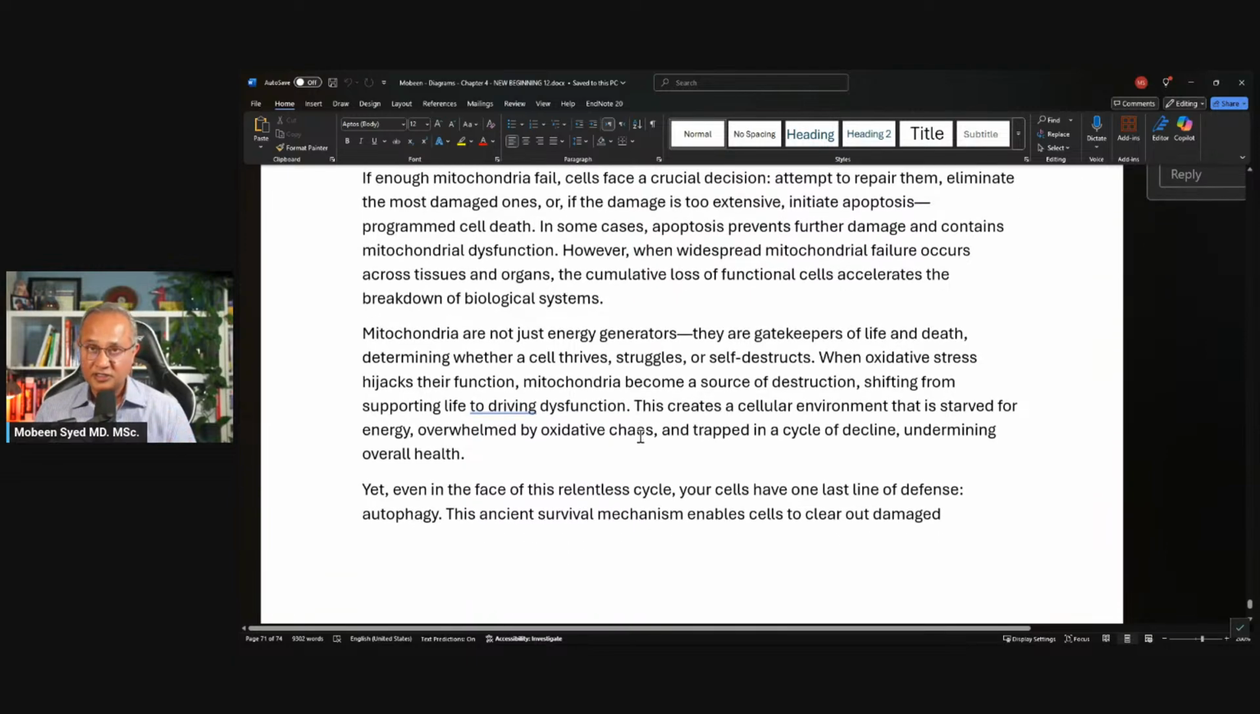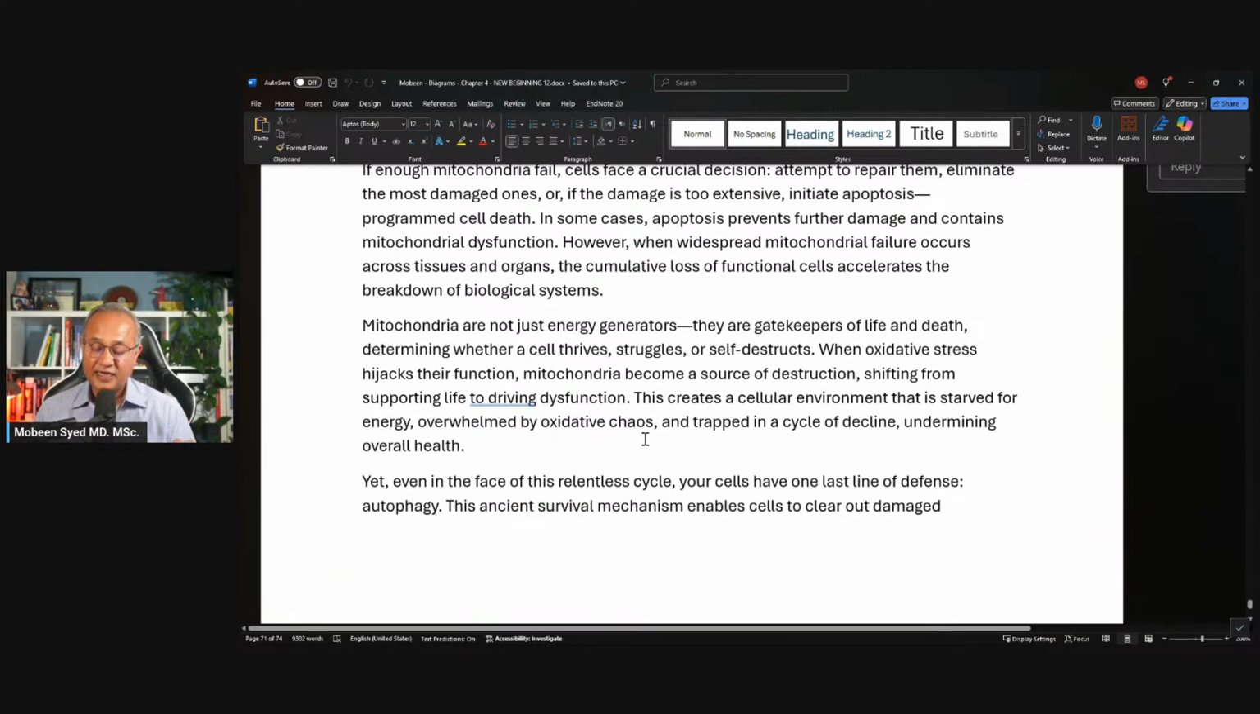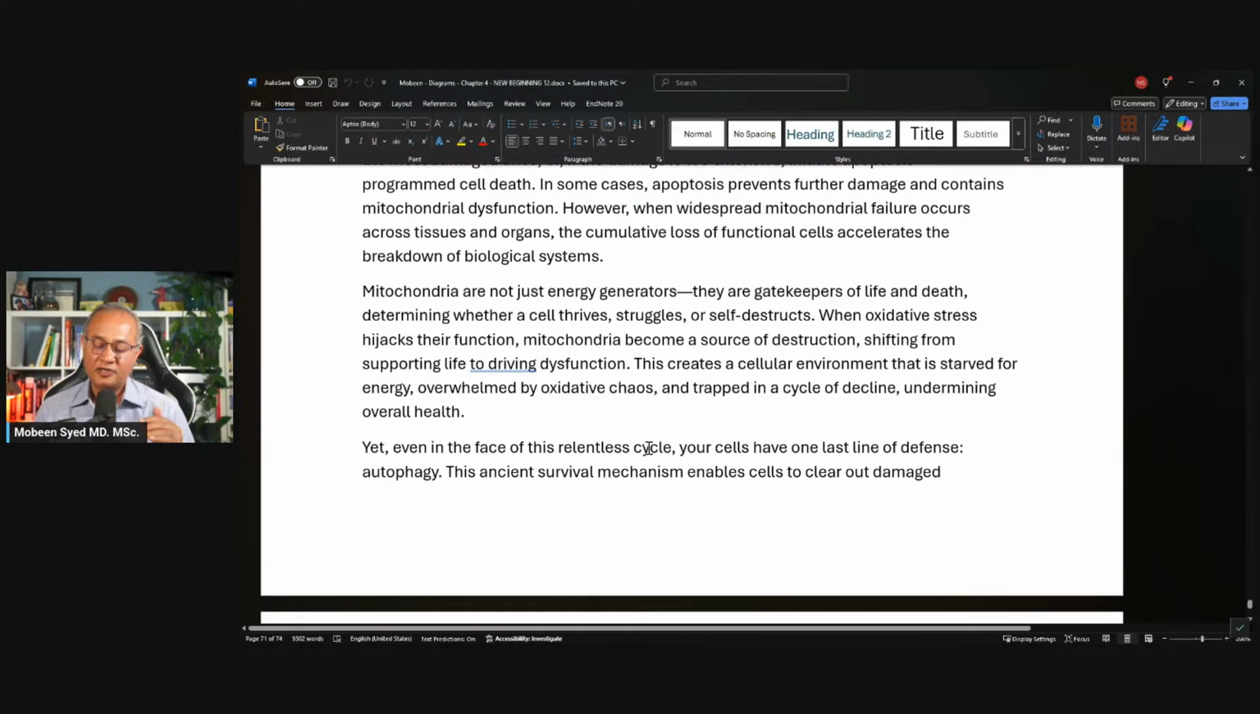Mitochondria are not just energy generators, they are gatekeepers of life and death, determining whether a cell thrives, struggles, or self destructs. When oxidative stress hijacks their function, mitochondria become a source of destruction, shifting from supporting life to driving dysfunction. This creates a cellular environment that is starved for energy, overwhelmed by oxidative chaos, and trapped in a cycle of decline, undermining overall health.